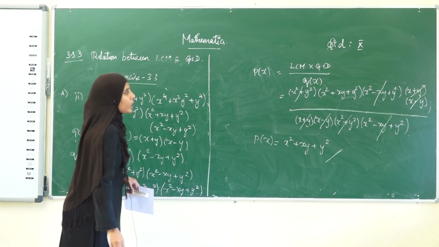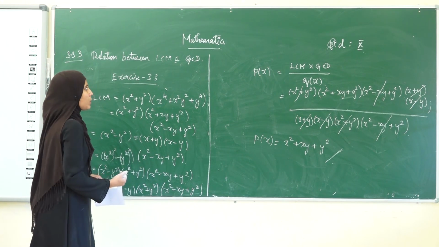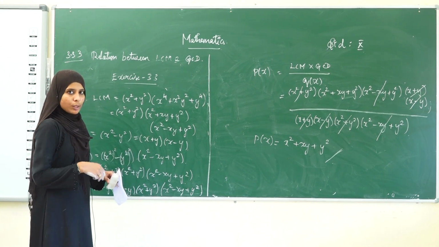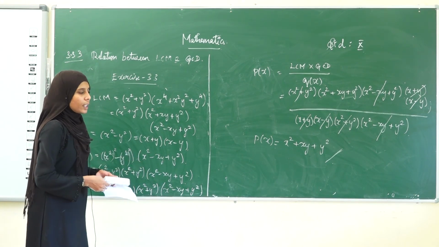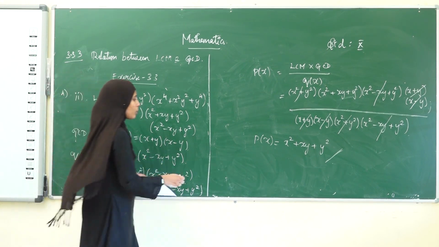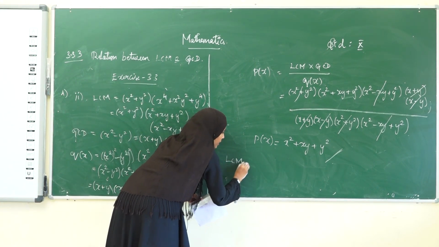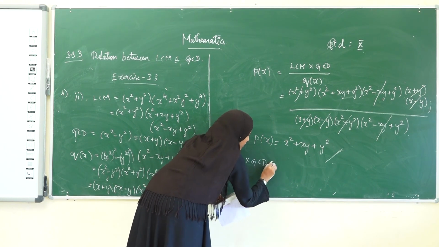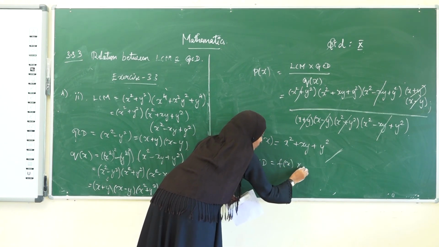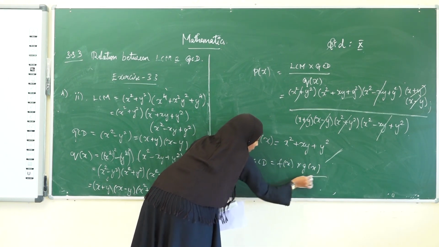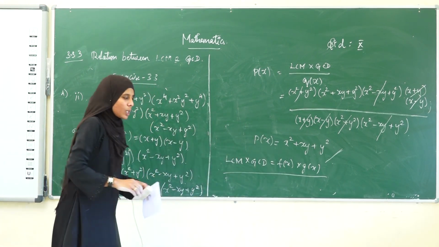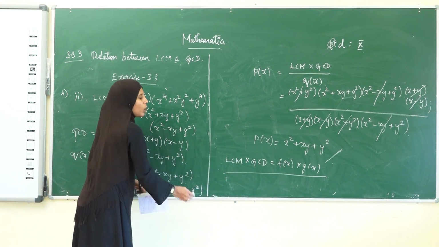Okay, so the total assignment sum is 3 in this subdivision. I have given you some hints. Hope you have understood everything. It will be very easy. The only formula we require is LCM into GCD is equal to f(x) into g(x). This is the required formula for this subdivision. With this formula we can find all the things here.